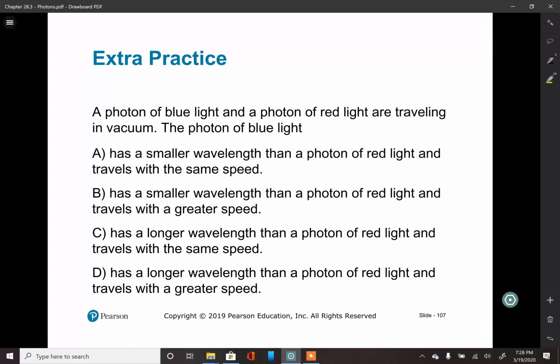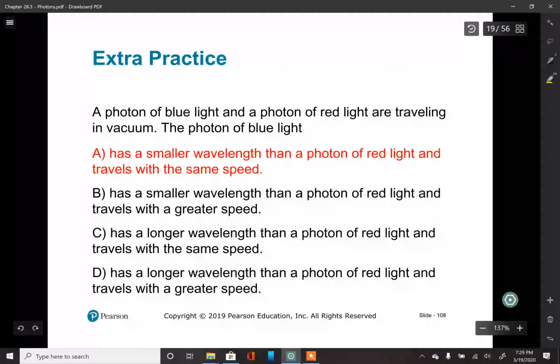So here's another non-calculation, right? We have photons of blue and photons of red. So the first thing we notice, they're both light. So same speed, right? We eliminate B and D. That was postulate number 1. But the blue light is higher frequency and is therefore shorter wavelength, right? So it's got to be that one.